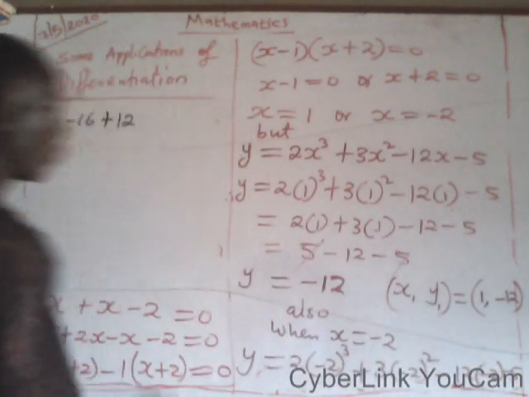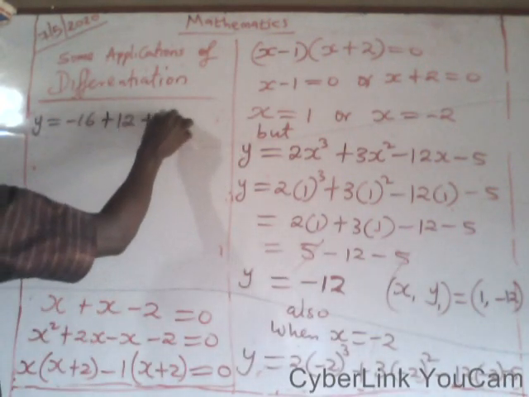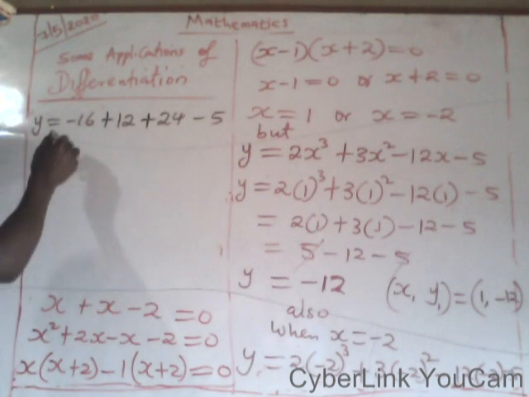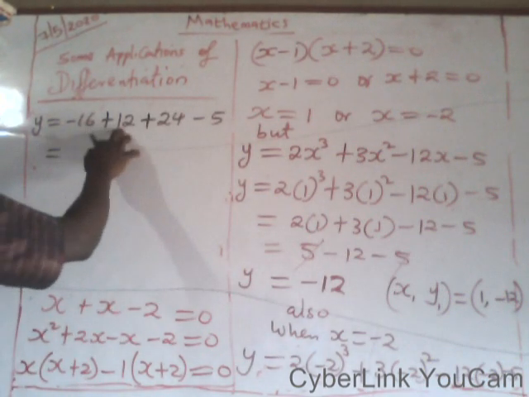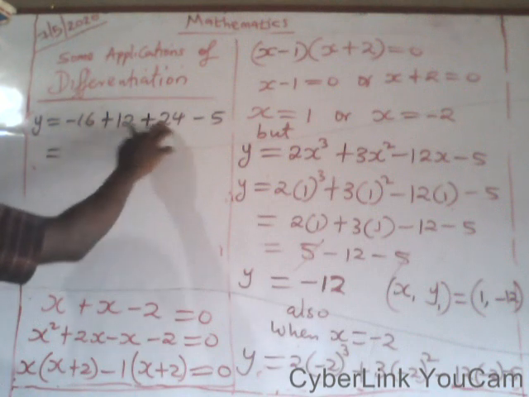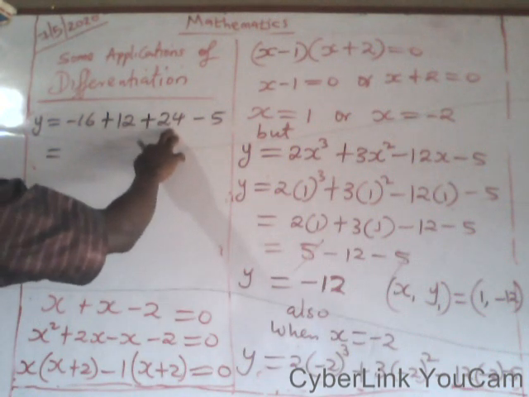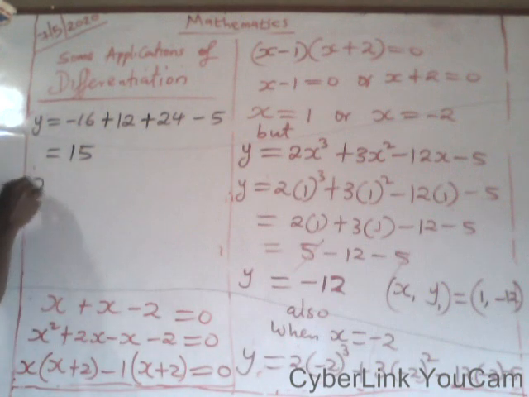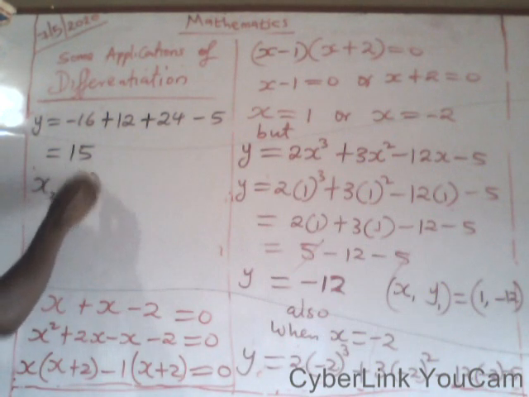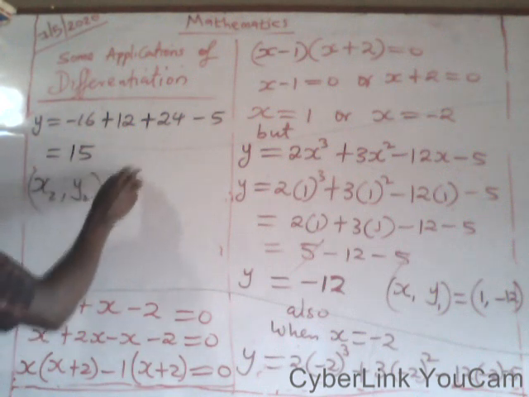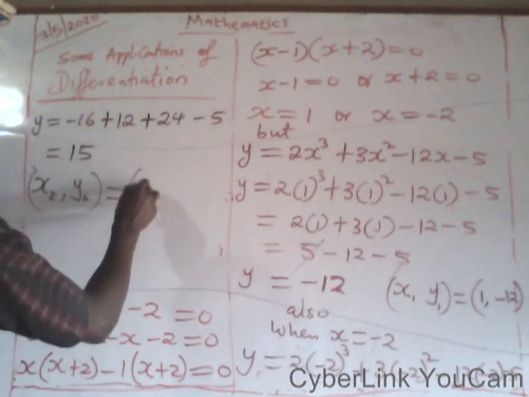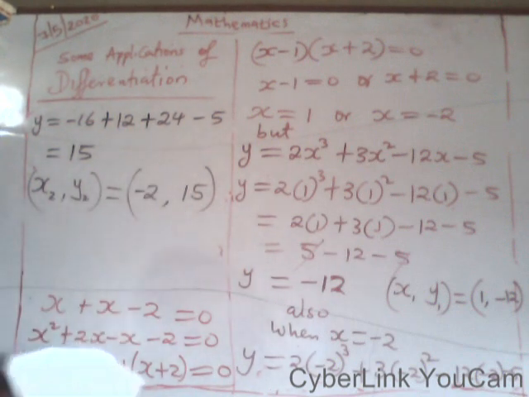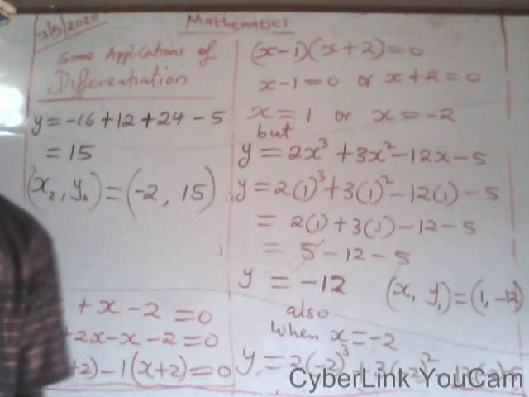By the time you multiply, you have plus 24. So plus 24, then what? Minus 5. So this is equal to this one, and this will give you minus 4. And this is 20. So, and that is what? 15. So we have 15. So hence, our x2, y2, the second coordinate, is when x is equal to minus 2, y is equal to 15. So those are the coordinates of those points.